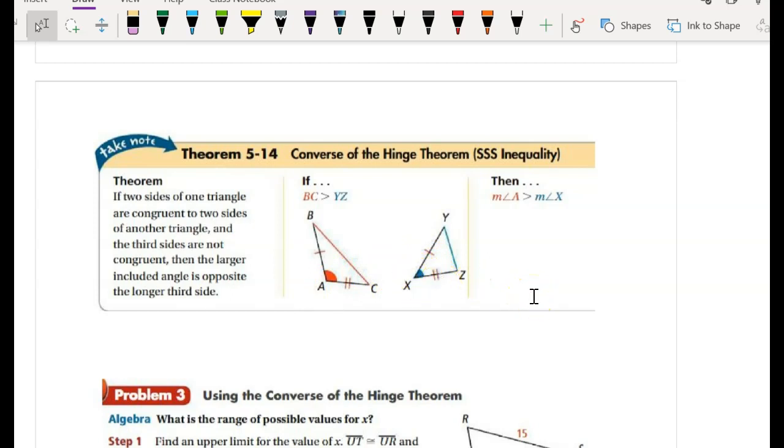We did something like this in the previous lesson, remember? So the shorter the side, the smaller the angle. The bigger the angle, the bigger the side. So you can work back and forth. The larger angle has the longer side. The larger side has the larger angle. The smaller angle has the smaller side. The smaller side, the smaller the angle.